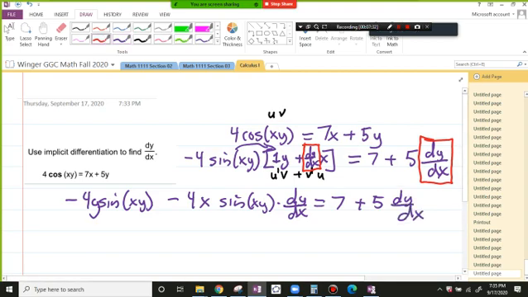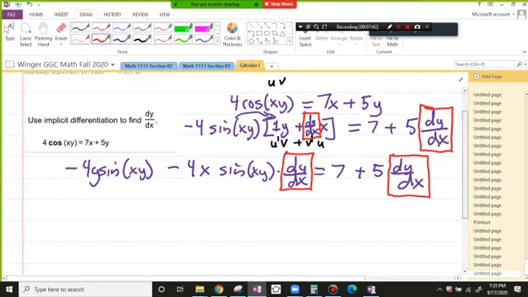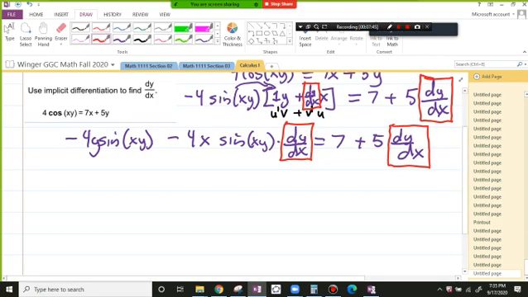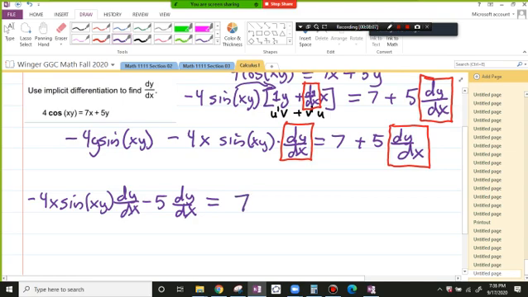Again, solving for these. And at this step, once everything's been distributed out, we're going to get all the dy/dx's on one side, everything else on the other side. We'll factor out and we'll divide. So then I've got minus 4x sine of xy times dy/dx minus 5 times dy/dx. I'm just going to be a gangster about it and just move everything to the left. Abiding by the rules of mathematics, of course. And then on the other side, I've got a 7 chilling out there, and then 4y sine of xy.